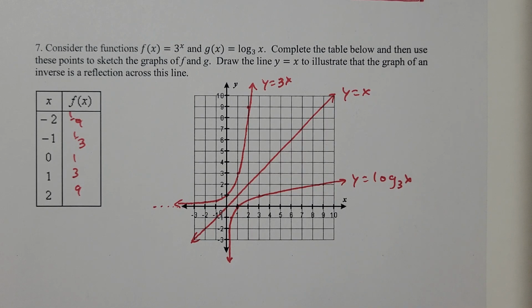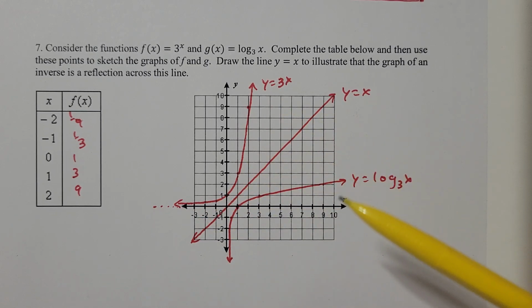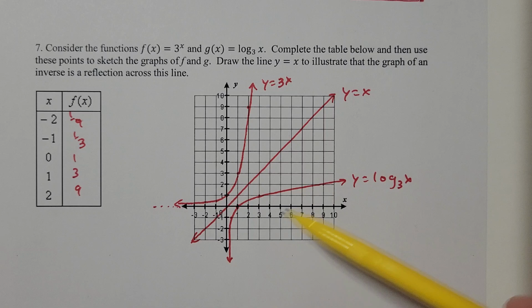Okay, so if I want to graph y equals log base 5 of x, I'll have to know what the graph of y equals 5 to the x is, and then switch all the coordinates, and then I got that graph of y equals log base 5 of x.